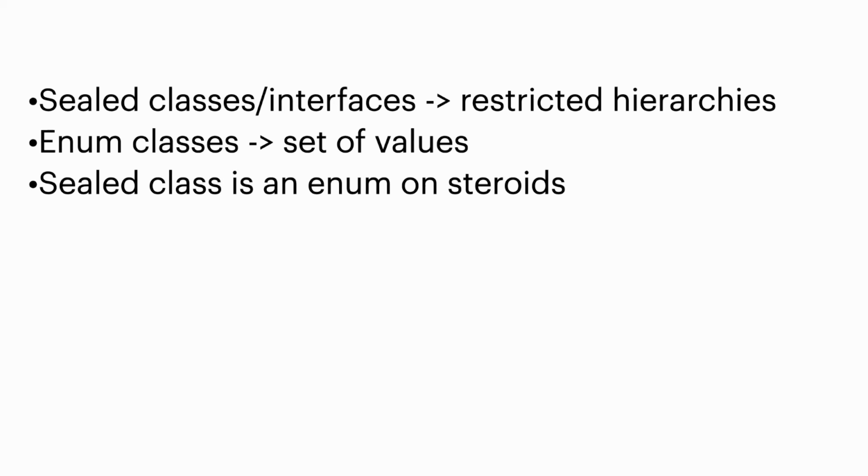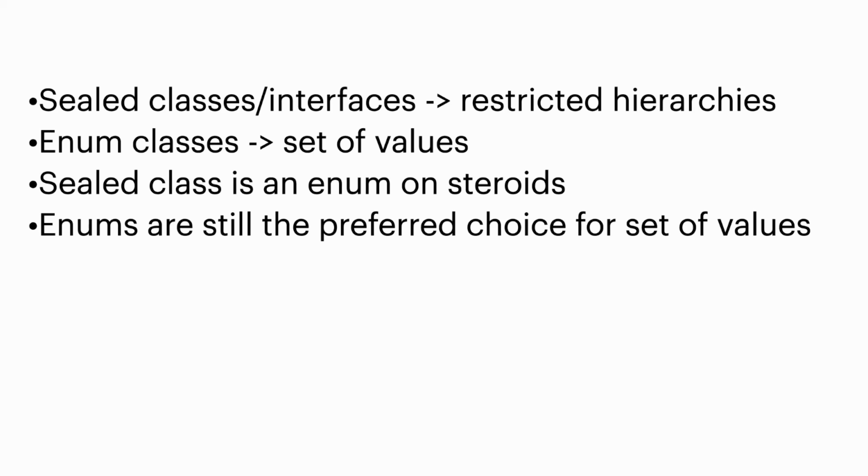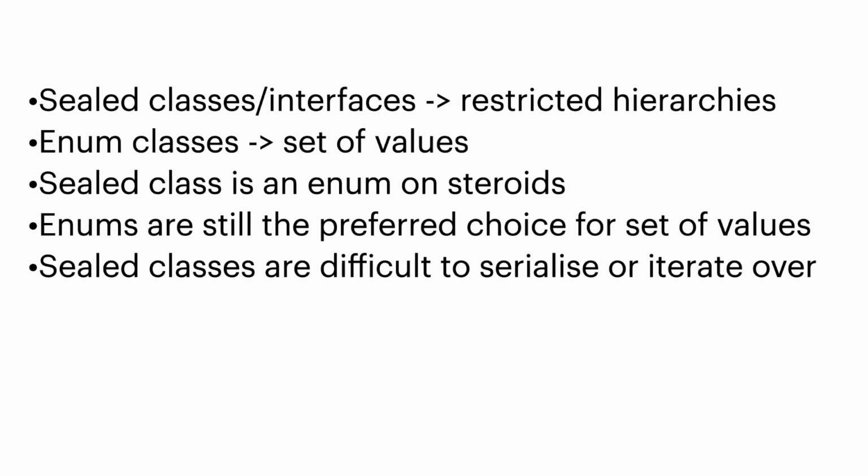With a sealed class, you can mimic the functionality of an enum class, but not the other way around. For representing simple sets of values, enums are still the preferred choice. Sealed classes are more difficult to serialize or deserialize, and they're not as easy to iterate over. You have to use reflection for that, so that's not good. They also do not have a natural order, which is also important in some use cases.